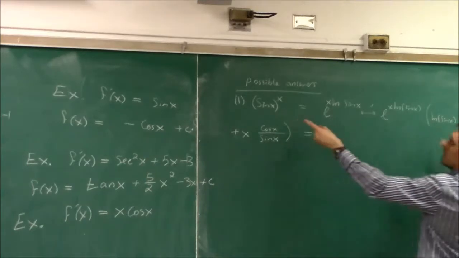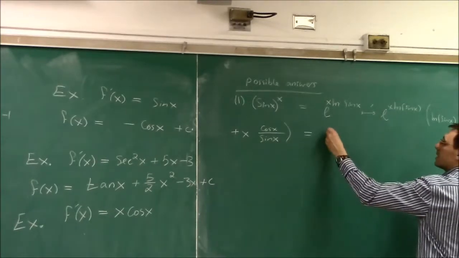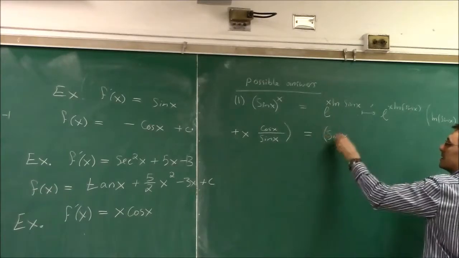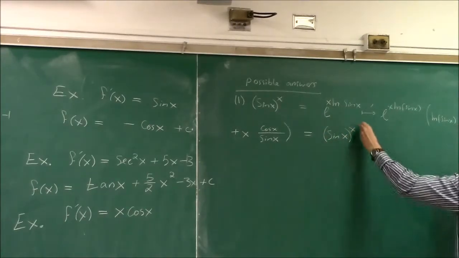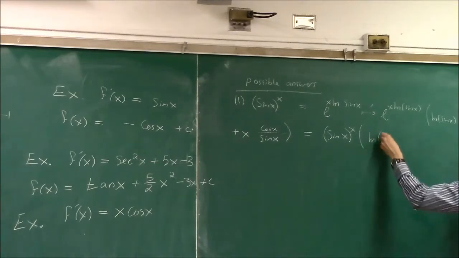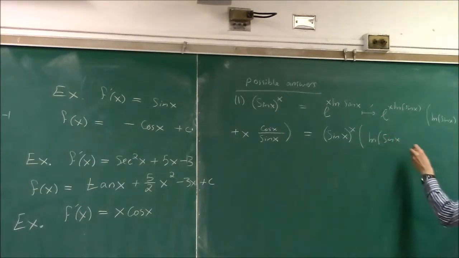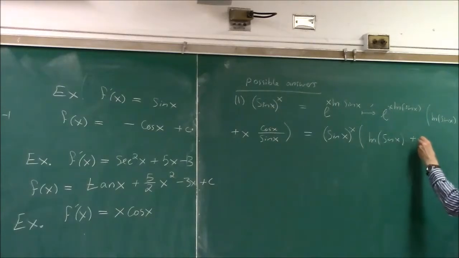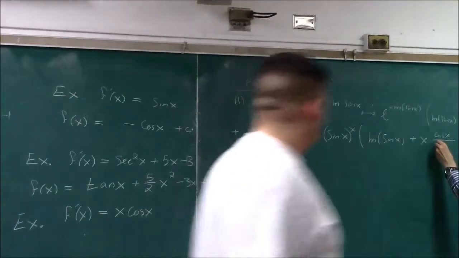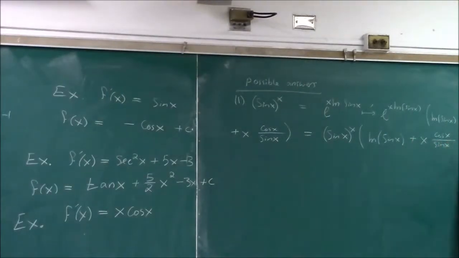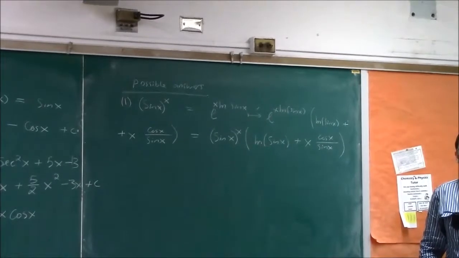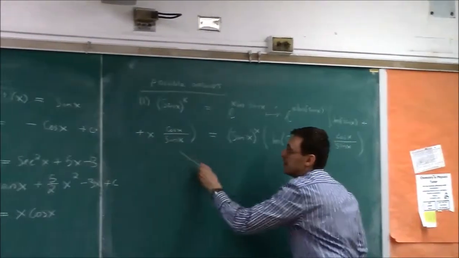So then if you take the derivative of sine x to the power of x, what you get is sine x to the power of x times, in parentheses, ln of sine x plus x cosine x over sine x. All of this is a very long way of saying that it's wrong.